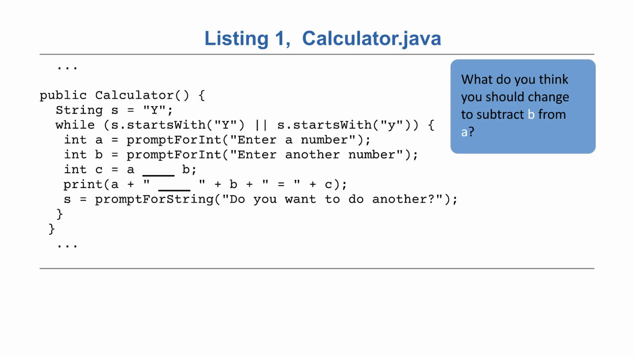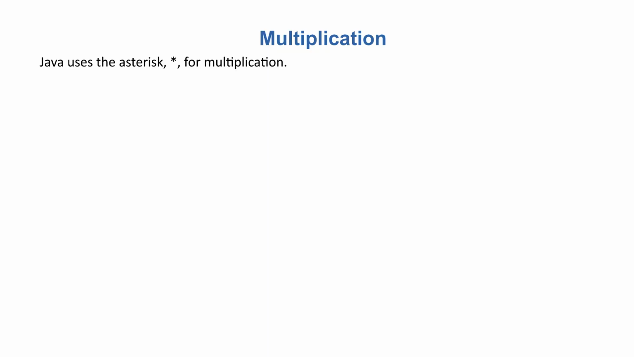What do you think you should change to subtract B from A? Run it. Try numbers 5 and 2. What happened? Did it print 5 minus 2 equals 3? It should have. Next, let's try multiplication. Java uses the asterisk for multiplication.